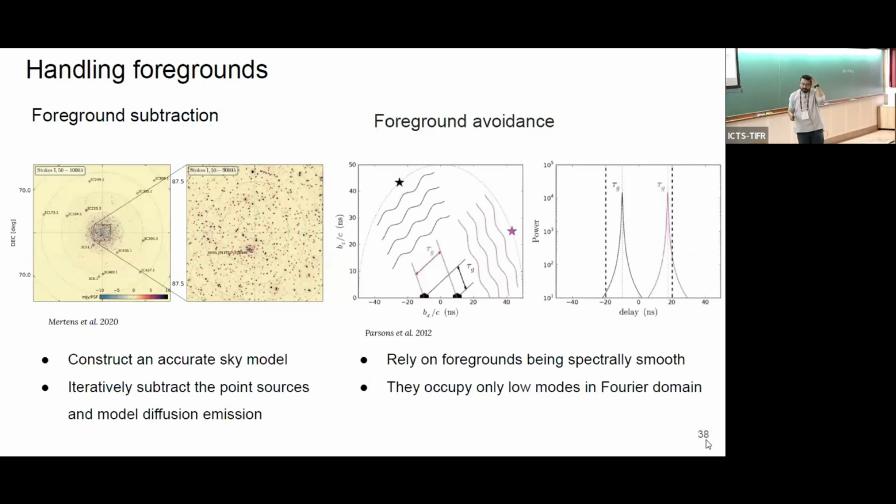It's a very unique approach to how it tackles the challenges. Unlike other experiments like LOFAR, for example, that make very precise maps of the foregrounds, and subtract all these point sources to get down to the sensitivities that we require for the 21 centimeter power spectrum.